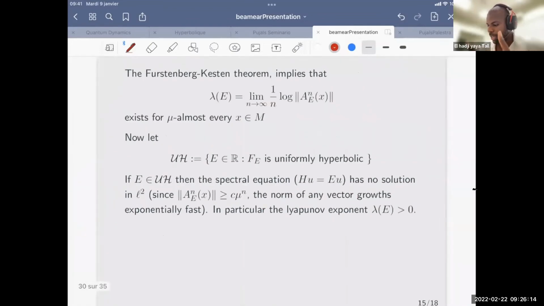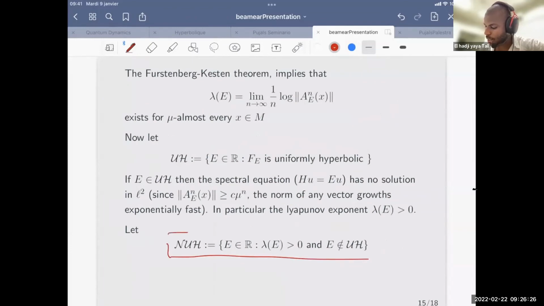So I will define two other sets. This is the explanation that I put here. In particular, the Lyapunov exponent is positive. There is another set, the non-uniformly hyperbolic ones. These are the set of energies for which you have positive Lyapunov exponent, but it's not uniform. The associated cocycle is not uniformly hyperbolic. If the cocycle is uniformly hyperbolic, then the Lyapunov exponent is positive. But a positive Lyapunov exponent does not mean that the cocycle is uniformly hyperbolic. So this is a relevant set.